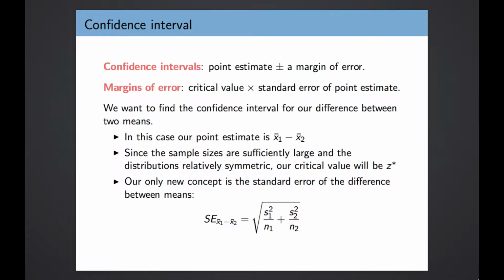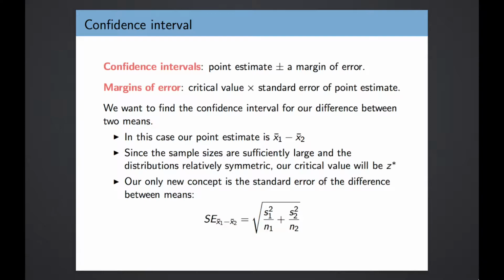So remember that a confidence interval is our point estimate plus or minus a margin of error. And a margin of error is constructed by multiplying a critical value by the standard error of our point estimate. Now, standard errors vary in how they're calculated depending on the kind of research question that we are asking and the kind of data that we're dealing with. So, in order to find this confidence interval, we're going to specify our point estimate, which is the difference in means across our two groups, so mean 1 minus mean 2. And since our sample sizes are sufficiently large and our distributions are not particularly skewed, they look more or less symmetric, we're going to use the normal approximation, and use critical values from the z-table.